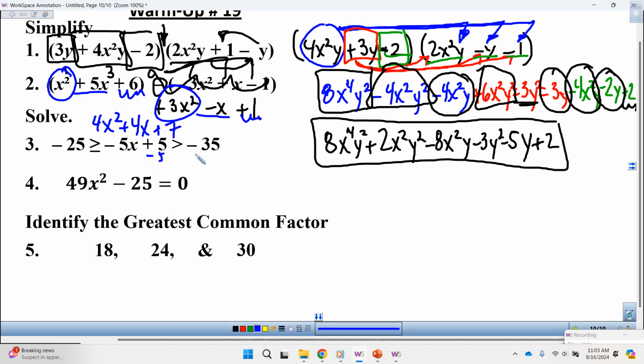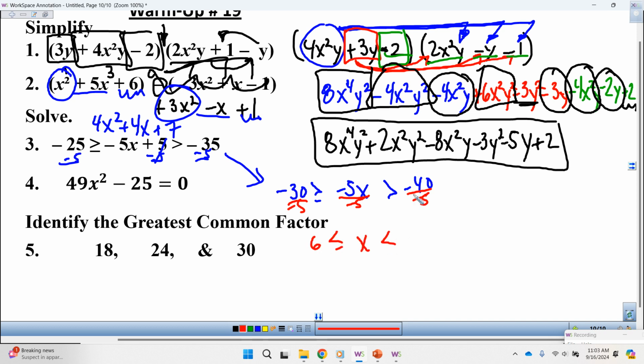Minus 5, minus 5, minus 5. That gives us, I'm going to write it over here, negative 30 greater than or equal to negative 5x greater than negative 40. But then we divide by negative 5, negative 5, negative 5. That leaves us with 6 less than or equal to x less than 8. And if we write that in solution set of x such that, and you close it.